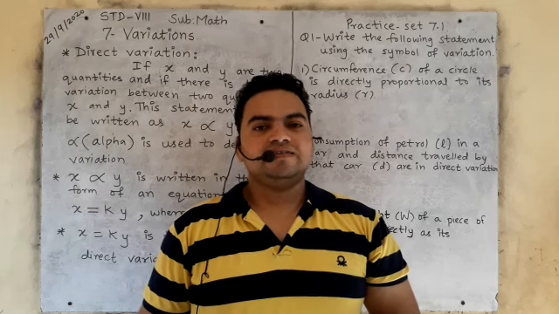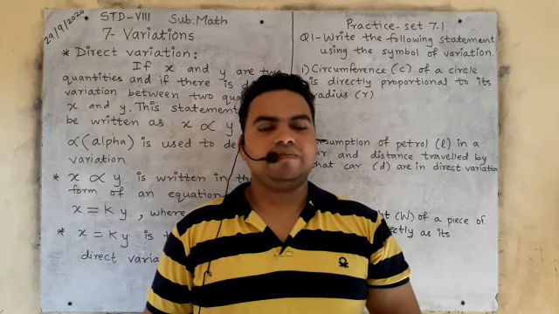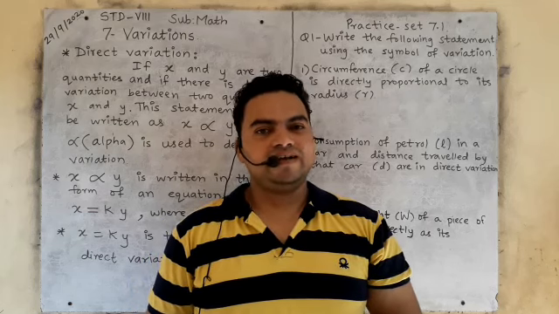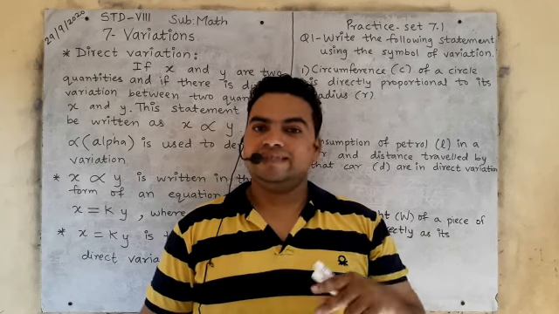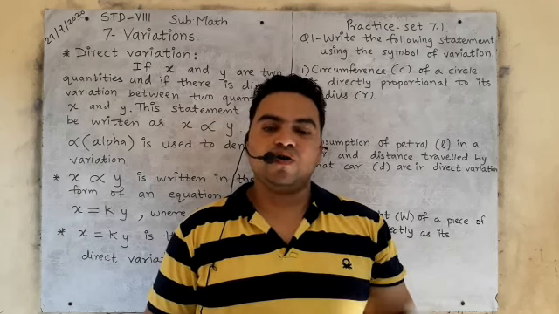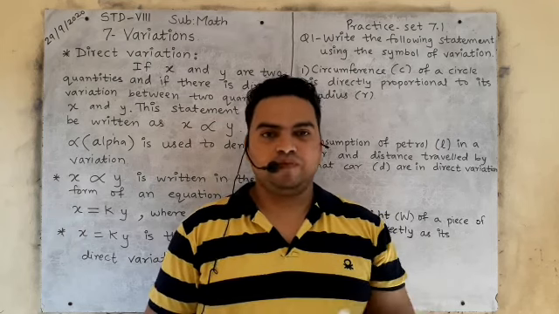Everyone, this is Imran Pardesi sir, and today I will be starting chapter number 7 of standard 8, the changing of variable parameters. The changing of variable parameters is called a variation. So variations are of two types. First variation is direct variation and second variation is indirect or inverse variation. Today we will see direct variation.